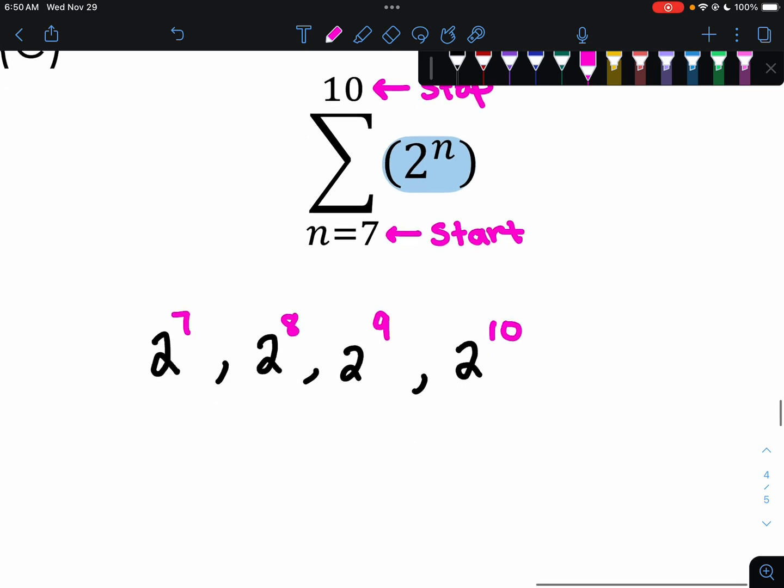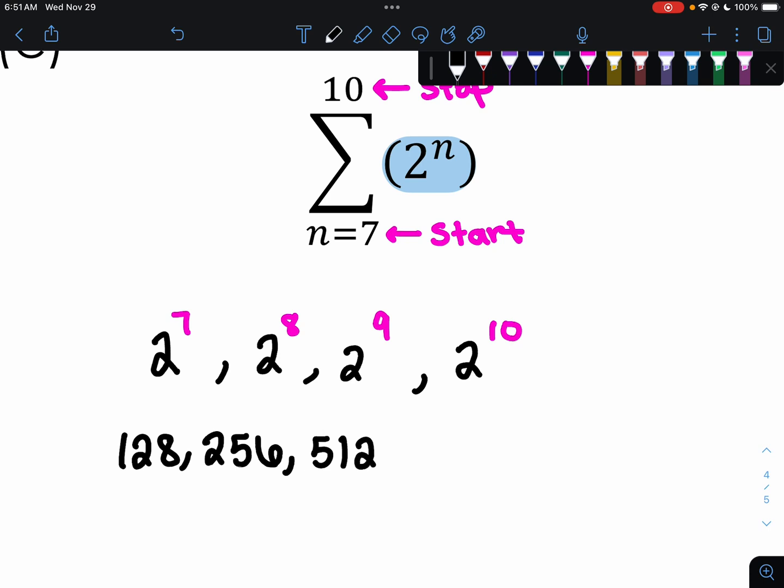So when we evaluate this, we get 128, 256, 512, and 1024.